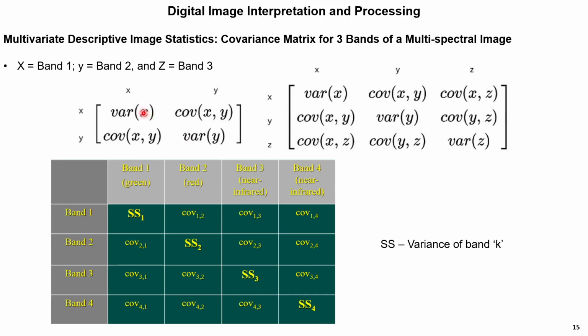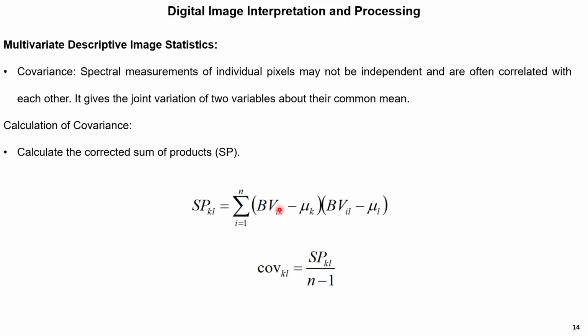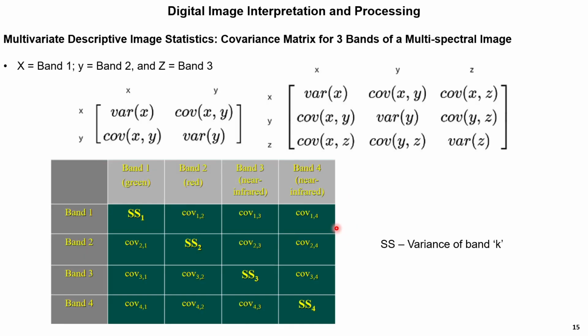So if you take the covariance of 1 1, it will be BVik minus mu k, and this also will be the same. If you multiply, it will become a whole square. So it will be similar to your variance itself. That is why here they have represented it as variance. And the covariance of XY or YX will be similar. So 1 2 and 2 1 will be the same. It is just the inverse of it.